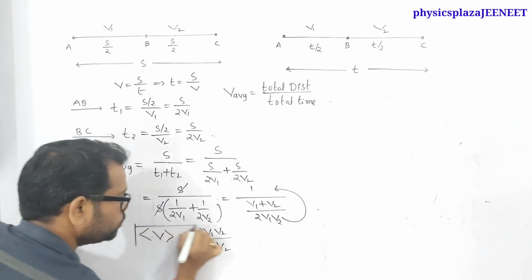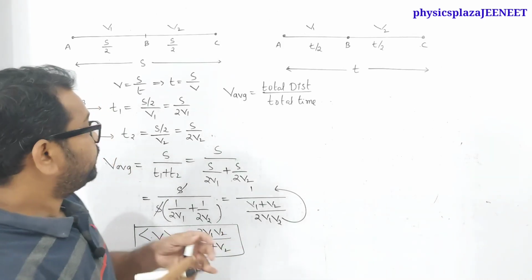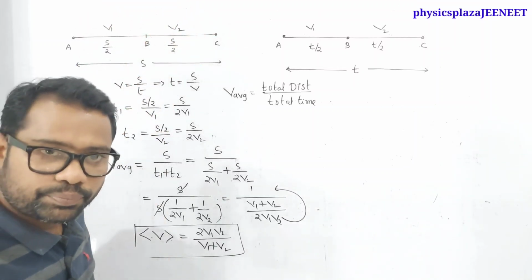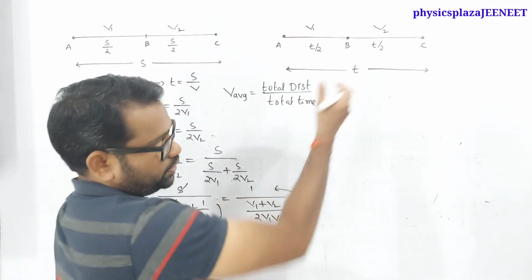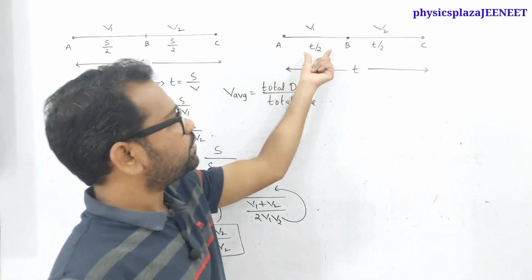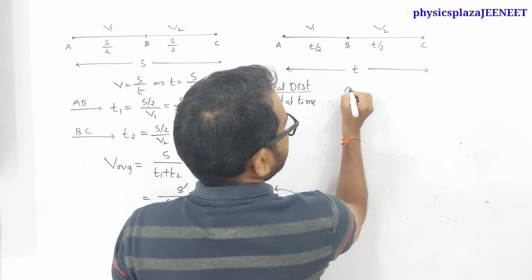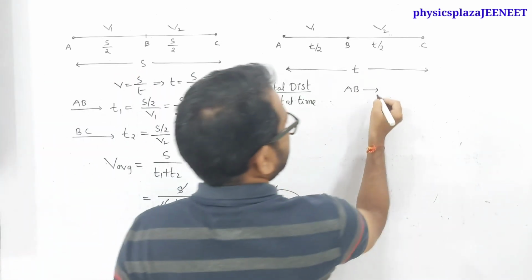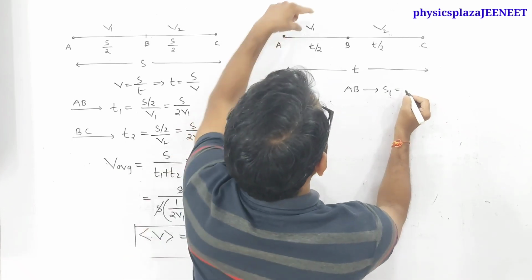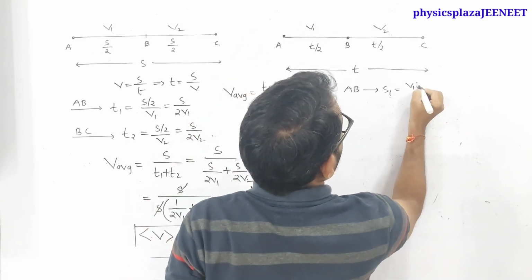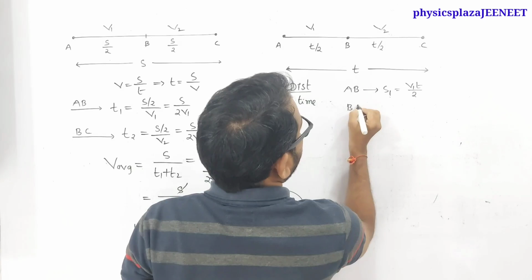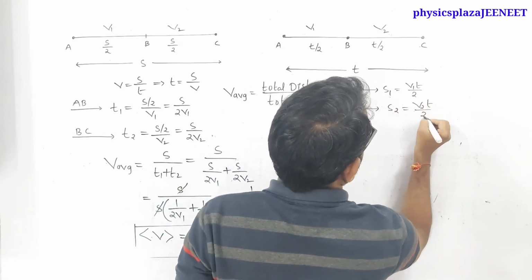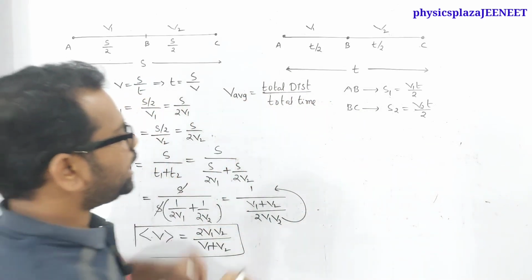Children, we use this formula to calculate the average speed when a body covers the first half with some speed and the second half with some other speed. But come to the second situation, where it is different: first half time, second half time. What is the distance covered from A to B? Distance is equal to speed into time. Let A to B be S1, so speed into time, that is V1T by 2. Similarly from B to C, S2 is equal to V2T by 2.